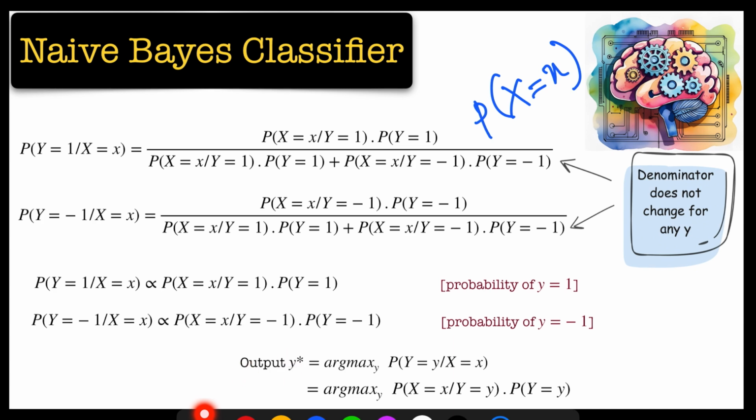So the output y star will be the argmax over y of these probabilities. This is for output class 1, and this is for output class -1, and we'll take the argmax. If we are talking about multi-class classification, then instead of 1 and -1 we can have different classes like 0, 1, 2, 3, 4 and so on. For each output class we'll calculate such probabilities, and whichever probability is higher, we'll take that class.